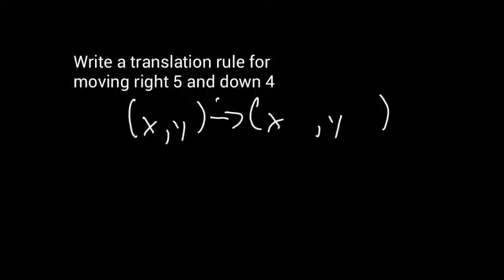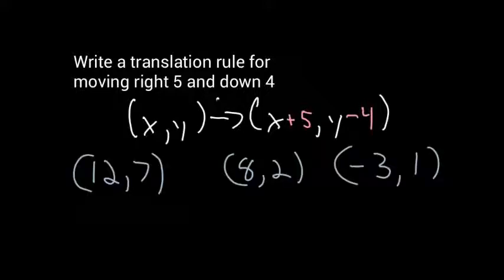So first I'm going to move right 5. Right is your x, and right means positive. So I'm going to add 5 to my x. And then down 4. So down is going to be on my y-axis, and down is negative, so I'm going to subtract 4. So the only part that's ever going to change is that part in red. I'm either going to plus or minus something to my x and plus or minus something to my y.